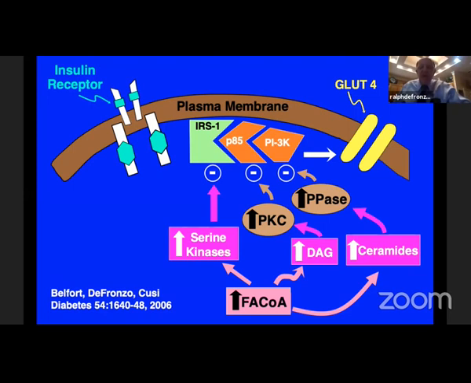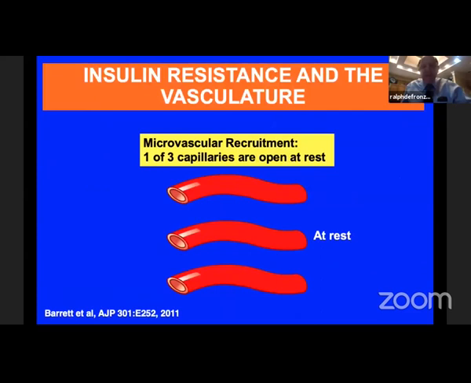Serine kinases cause serine phosphorylation of IRS1, and when that happens, you inactivate IRS1. Fatty acyl CoAs lead to an increase in diacylglycerol. That leads to a stimulation of some of the ectopic forms of PKC, which also cause serine phosphorylation. And so we're going to markedly impair the insulin signaling pathway.